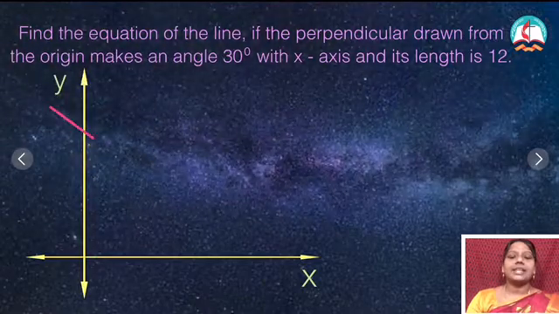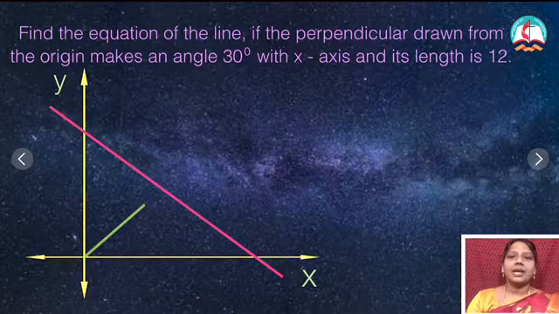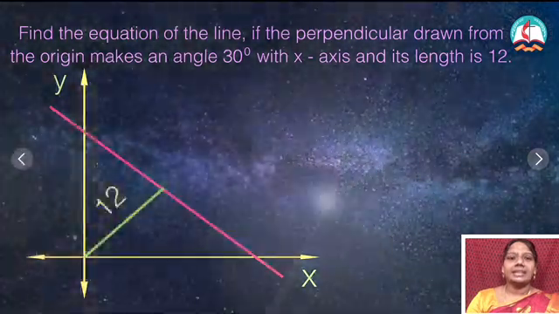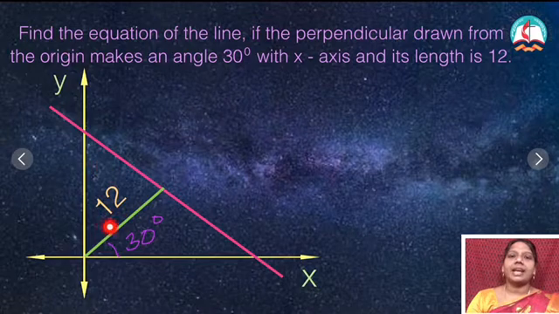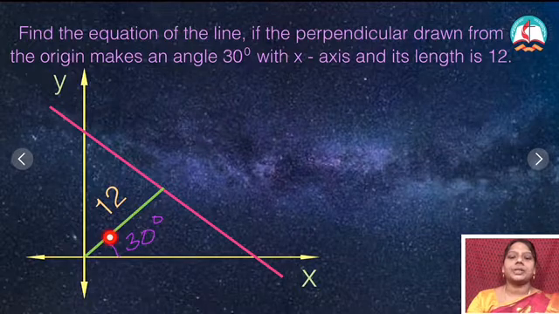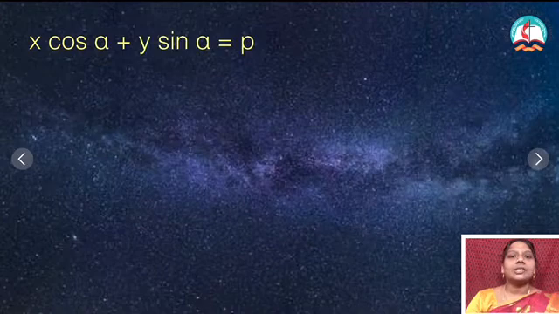So now what is given here? Here there is a perpendicular line. So we are drawing a perpendicular line which makes an angle 30 degree and length is equal to 12. So we are taking angle 30 degree and the length is equal to 12. So using this we are going to find out the equation. So now here we know the angle and also the distance.